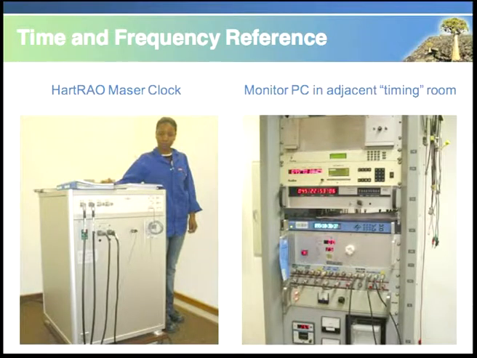Someone asked me yesterday about how do we time these things, and the answer is with hydrogen masers. So timing is critical. The thing we're trying to determine is the different time of arrival of the signals at the various dishes. So we have very accurate clocks to do that.